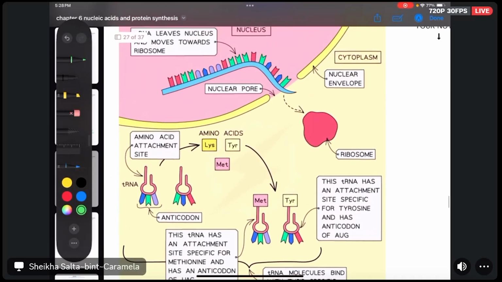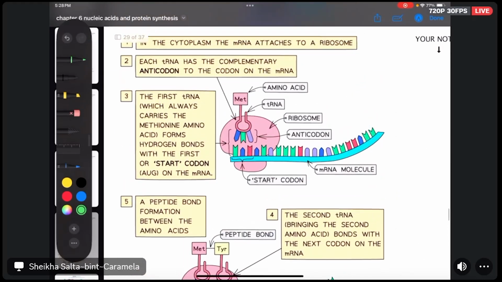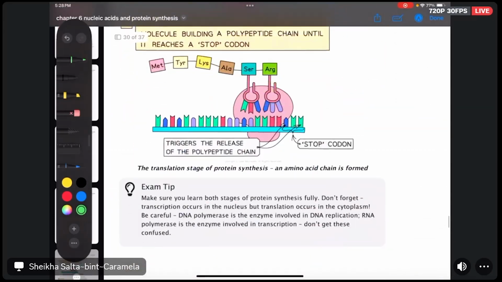Is it shown here? No. Okay, so all of the process is shown here. I think I explained everything.